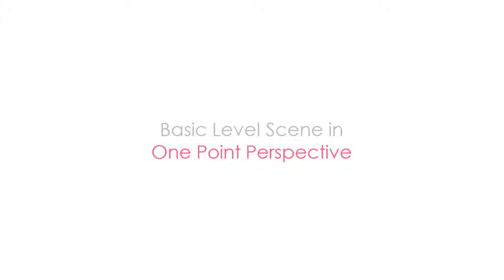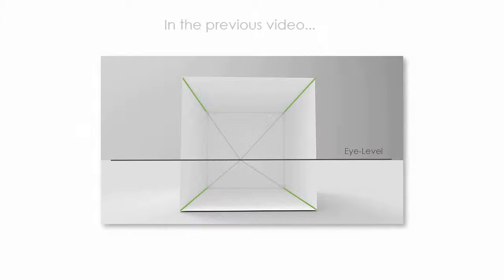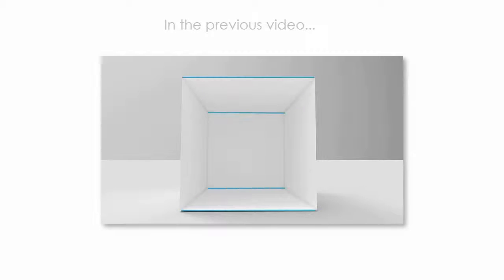Basic level seen in one-point perspective. In the previous videos we saw the basics of perspective drawing and how by using one single vanishing point we could already achieve the effect of perspective in a drawing. We also learned that in one-point perspective only the length foreshortened, while the height and width lines remain parallel and were drawn as vertical and horizontal lines.